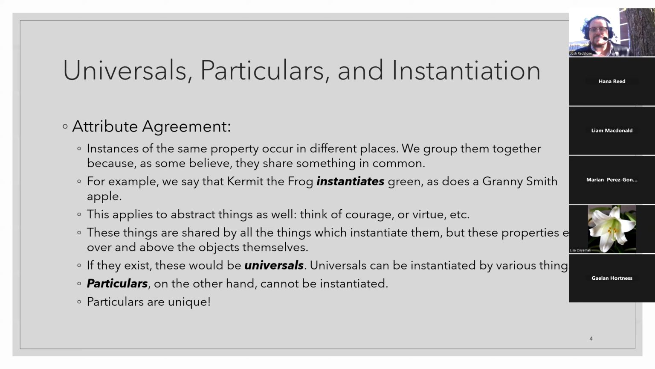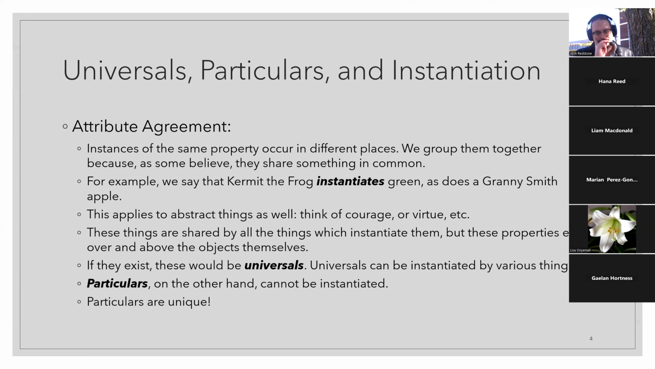so let's talk a little bit more about attribute agreement. Instances of the same property can occur in different places at different times, right? We group them together because to us they share something in common: the attribute in question. Again, with green, you can group Granny Smith apples, pears, and avocados together because they share this common attribute, which is greenness, being green. And we could say that the pear, the cucumber, the avocado, and the apple each instantiate green, just like Kermit the Frog or this grass in front of me.